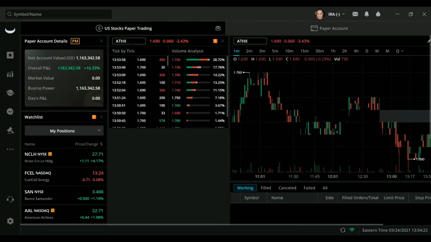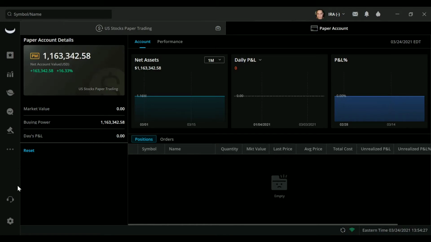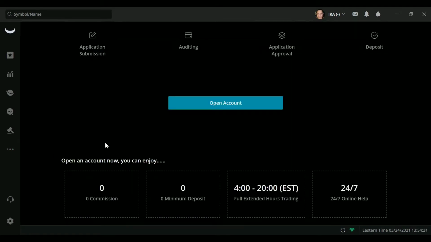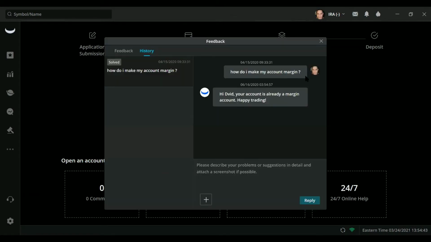So U.S. stocks paper trading. So this gives you an idea of the markets and so on. Paper account, and then you can see your own account in here. Now your account would pop up in here. I don't have an account on my IRA, so it's not going to pop up. And then the feedback, how do I make my account margin? Your account already is a margin account. Happy trading. So you can always ask a question and they'll get back to you on how to do something.